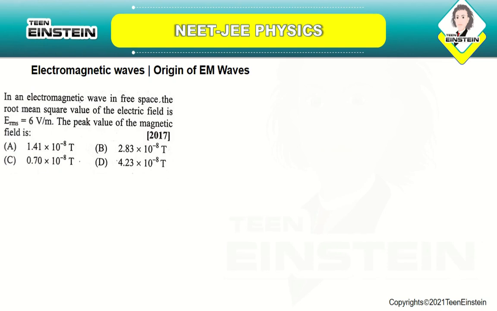In an electromagnetic wave in free space, the root mean square value of the electric field is ERMS equal to 6 volt per meter. The peak value of the magnetic field is, okay. So here ERMS is given by E naught by root 2. But we know that E naught is equal to C into B naught, and you are going to substitute this value of E naught over here.